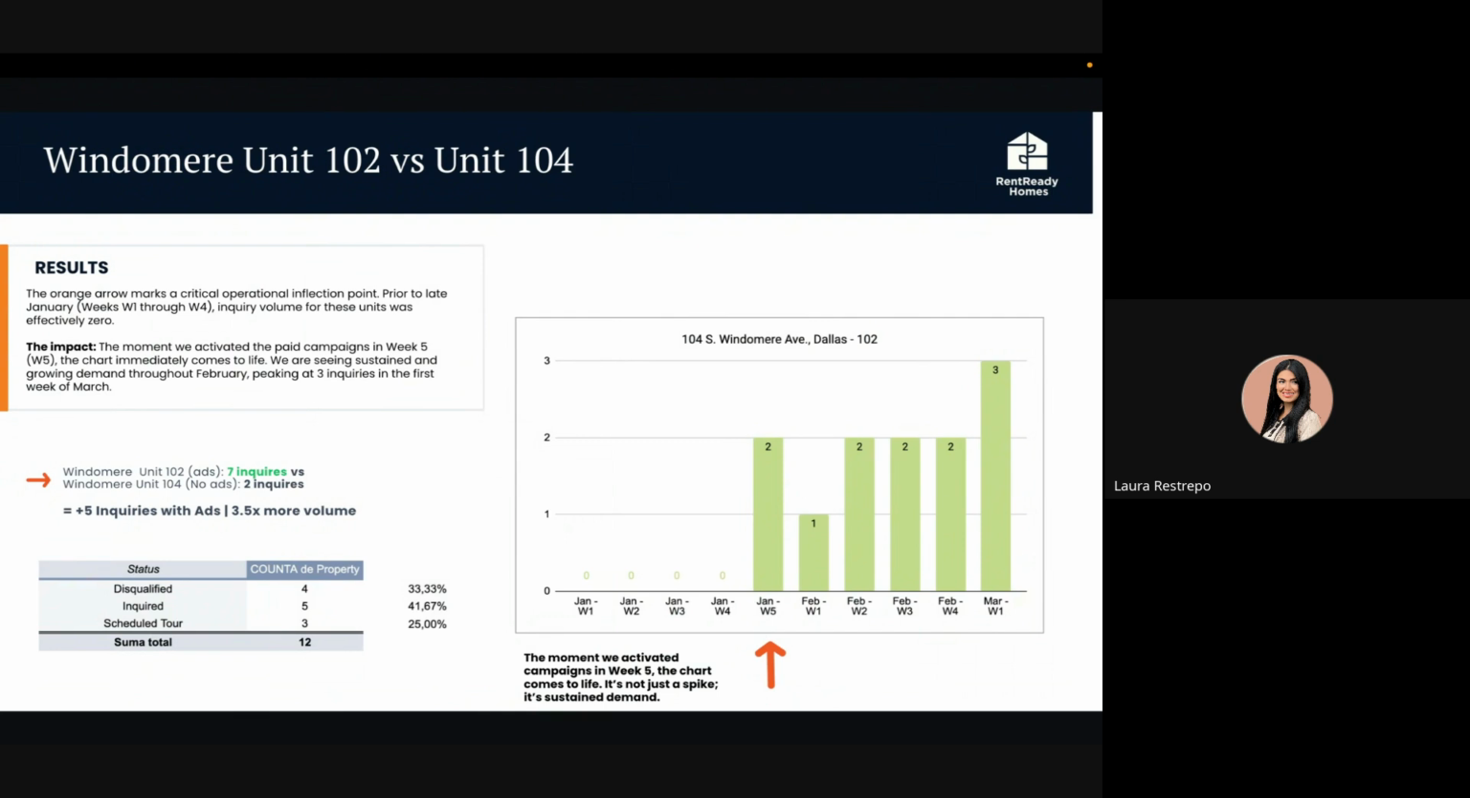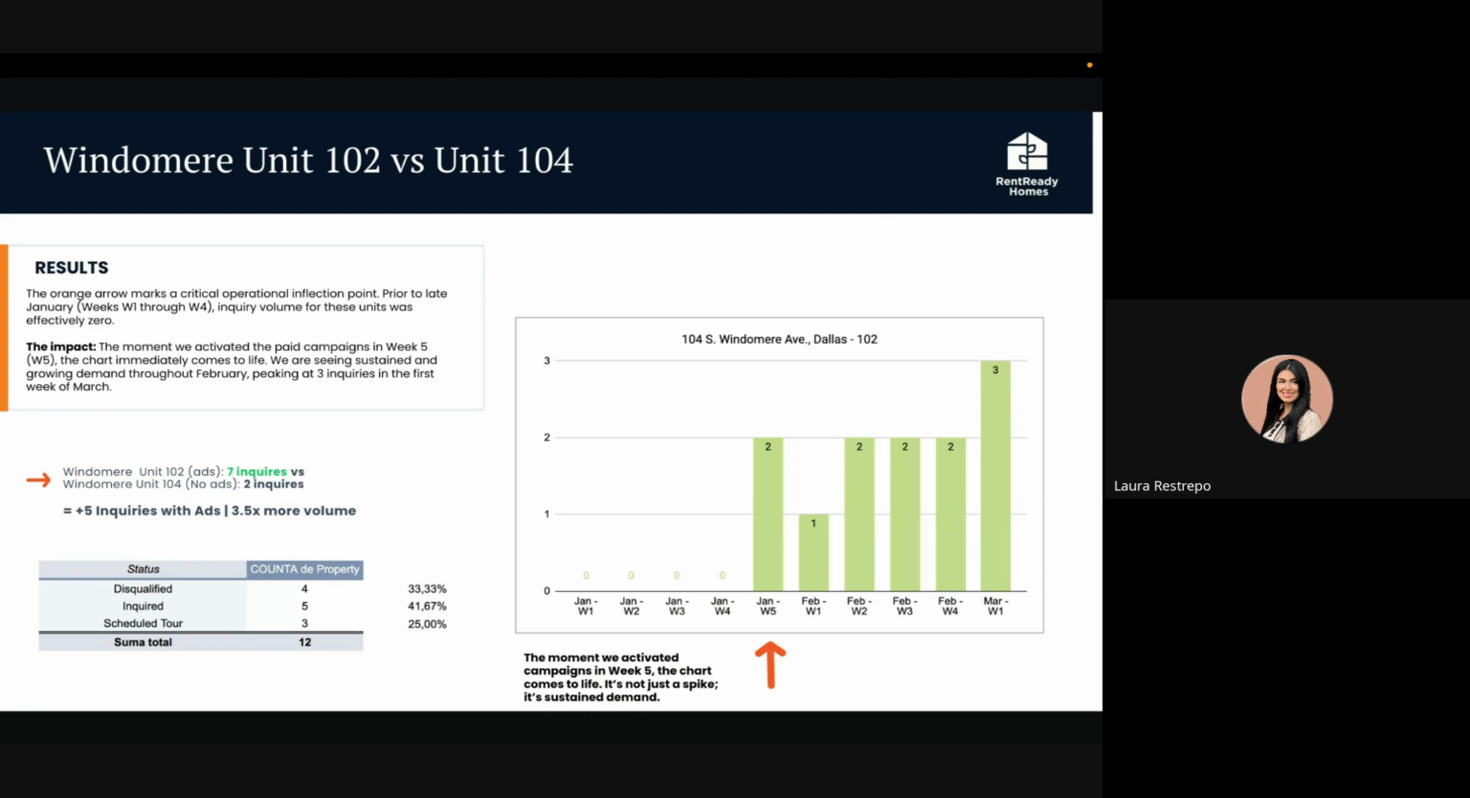Of course, we didn't have a lot of spend, so it's not that many inquiries because we didn't invest a lot of money in the campaign, but you can compare before and after. All of this data is coming from Showdix, so it's accurate data. You can see here that after we ran the ads, the moment we activated the paid media campaign in week 5, the chart immediately comes to life, right?